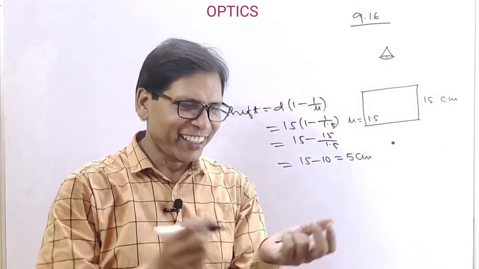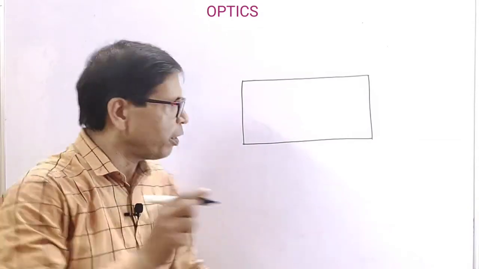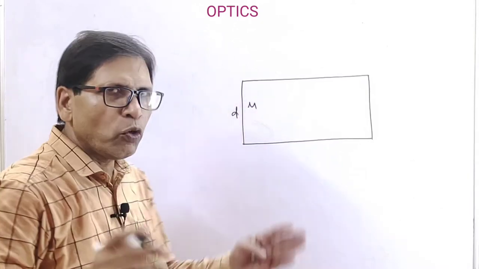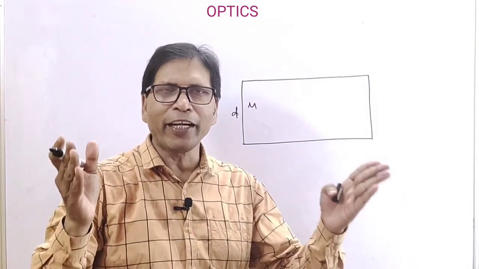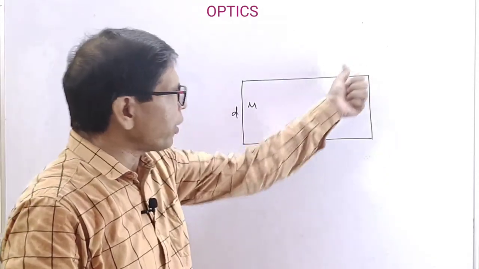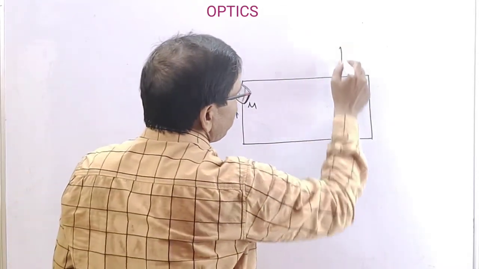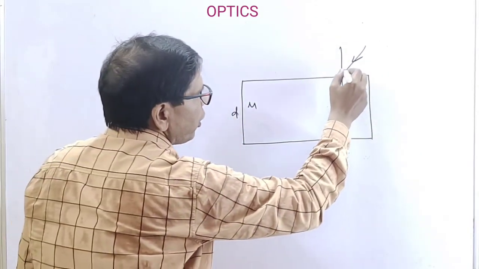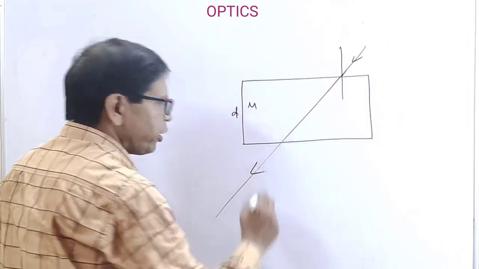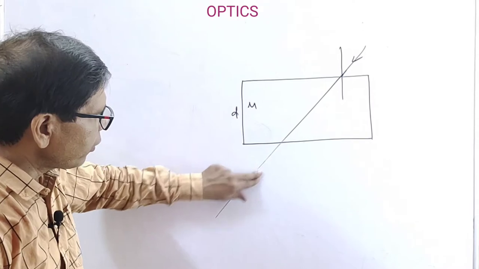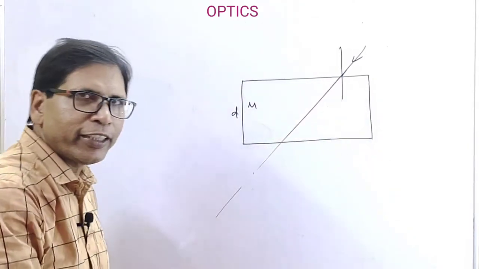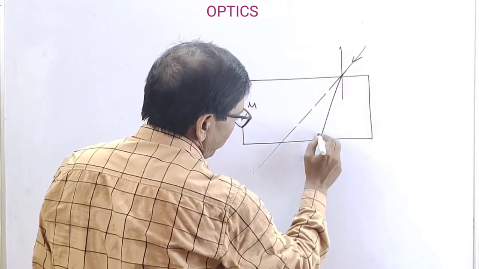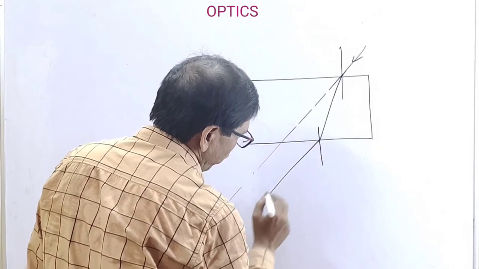Okay, next. Look at this, this is a slab. The width of the slab is D and RI is mu. We have to calculate the lateral displacement of a ray when it passes through this. Now look at this, if this is the incident ray, when this incident ray passes through the slab, the actual direction of the ray is this direction. Now, due to refraction, the ray bends towards the normal, and at this point it bends away from the normal.